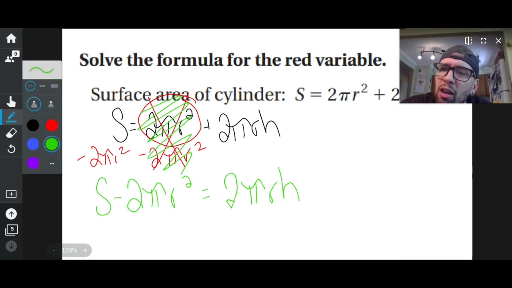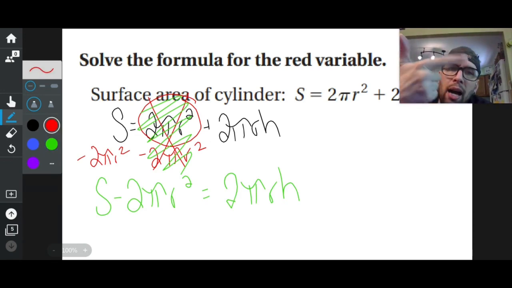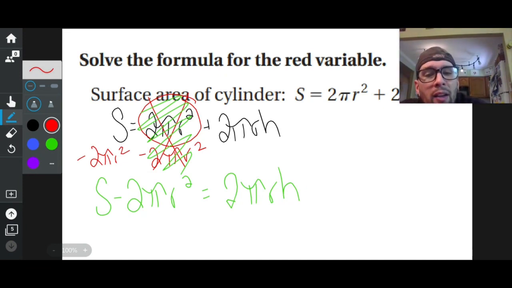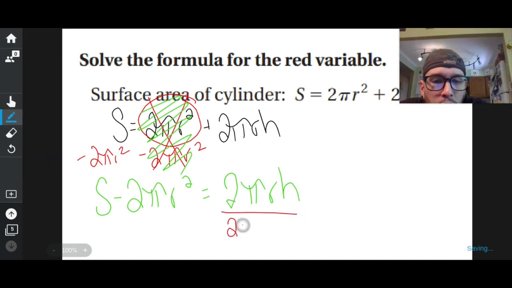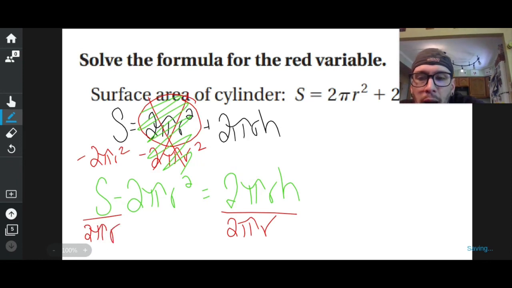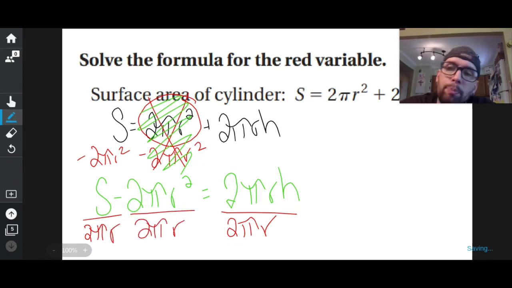Is h all by itself? No. What's in the way? 2 and pi and r. How are 2 and pi and r in the way? 2 and pi and r are being multiplied to h. So I have to divide everything by 2 and pi and r, which means I have to divide the left side by 2 and pi and r, and divide the right side by 2 and pi and r.